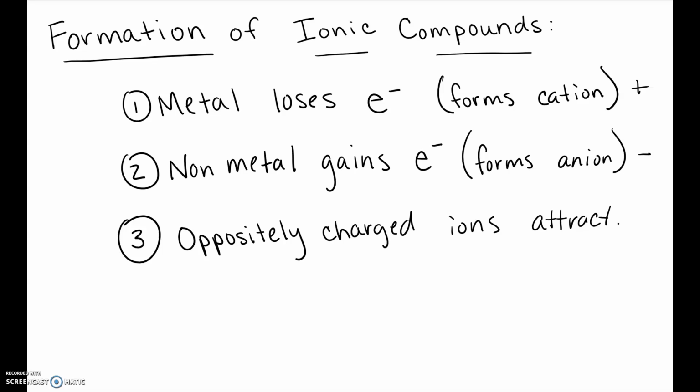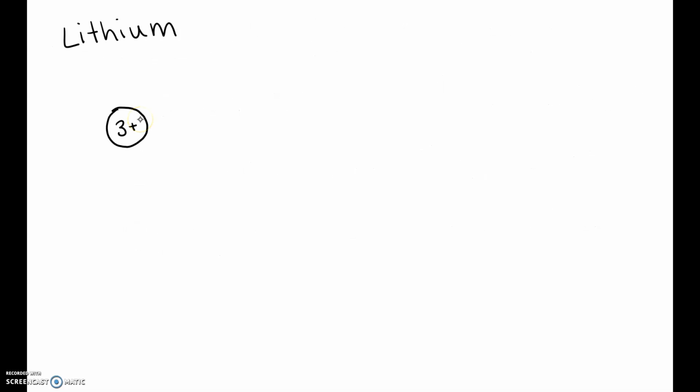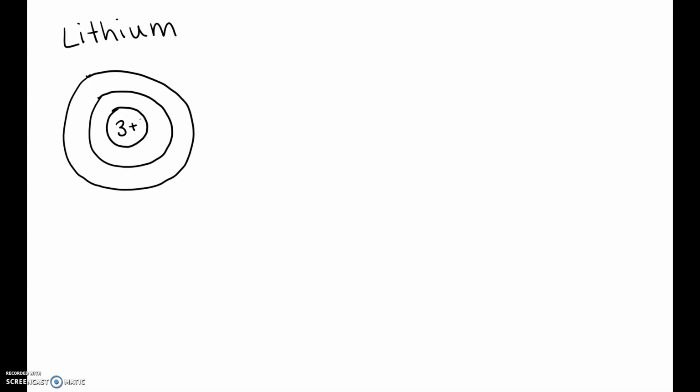So let's look at an example. Let's say we have a lithium atom. A lithium atom has a nucleus that has 3 protons. That's what the 3 plus is for. And then around that nucleus, there are 3 electrons. So 1, 2, 3. And then let's say there's a sulfur atom.